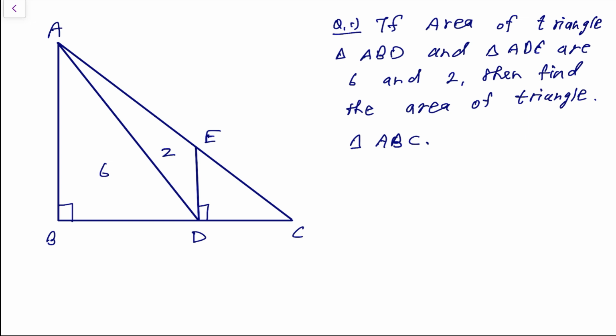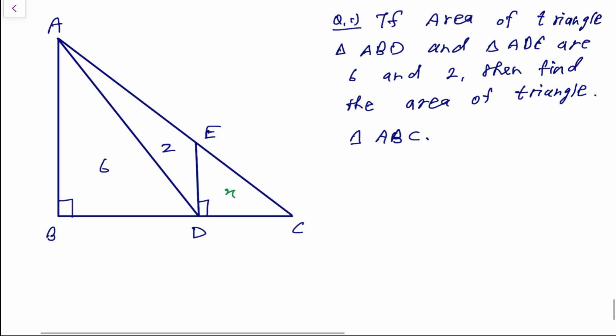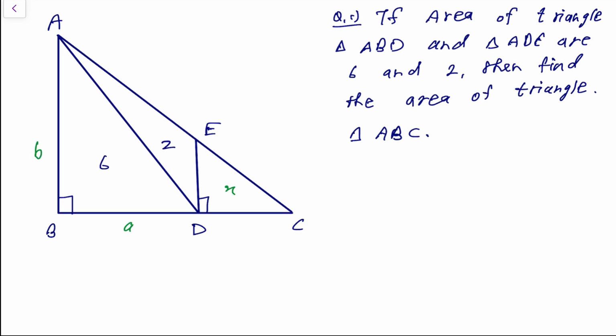In fact, if we assume the area of triangle EDC as x, that means the areas of the three triangles included in triangle ABC are 6, 2, and x. With the help of the areas of these three triangles, we can find the area of triangle ABC. So first, let's consider the side length BD as a and side length AB as b.